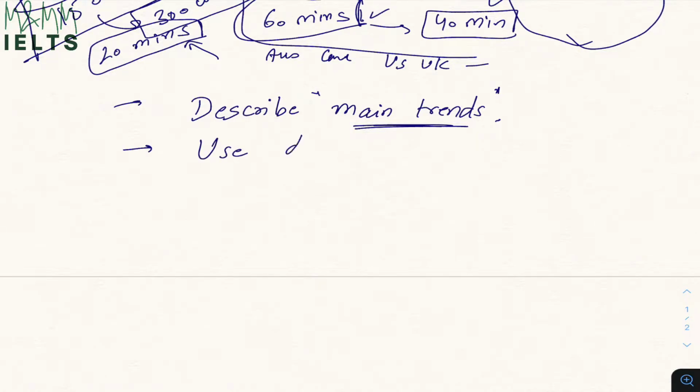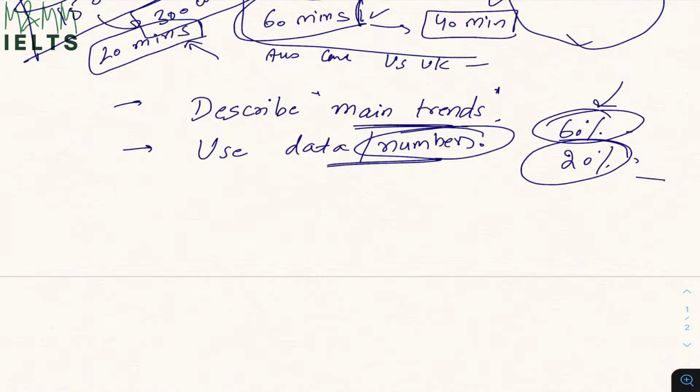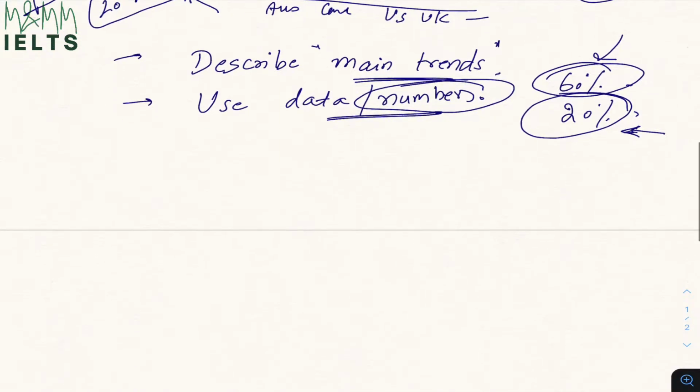Always and always use some data and numbers. That's very important. Never just start writing down stuff like this is highest, this is lowest. Now you have to support that by numbers. UK is highest. For example, UK has 60% of something, which is the highest, whereas Australia has 20% of something, which is the lowest. So you always mention the data to support your arguments, to support your opinions, to support the information that you have written down, and always use the numbers if they have given you.